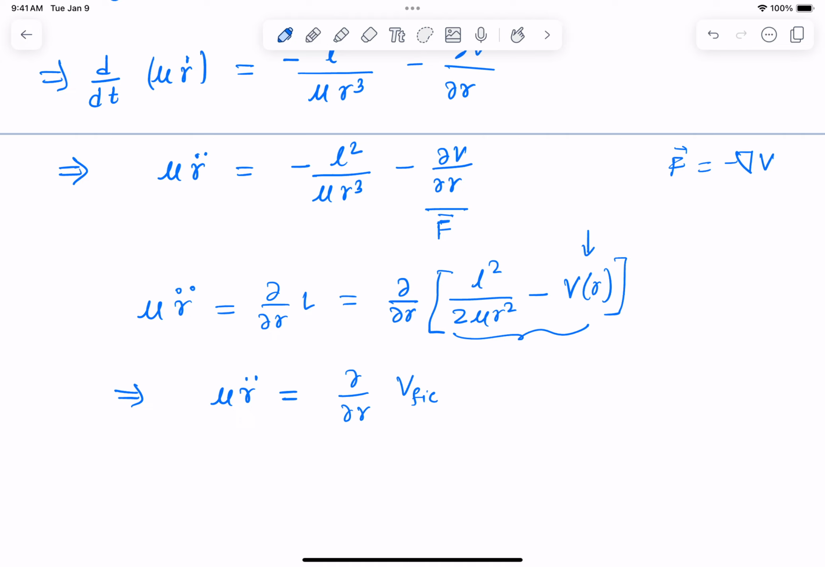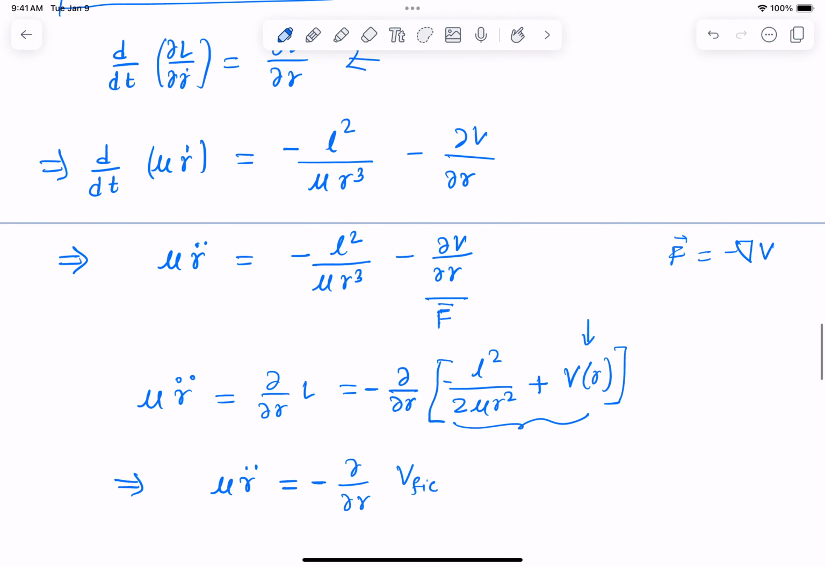And in fact, one should write it with a negative sign if you really want to be careful, since force is minus gradient of V. You should write it with a negative sign here. So this should be a plus and this should be a minus.